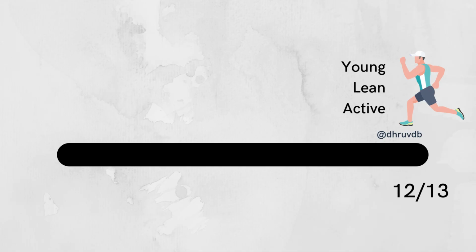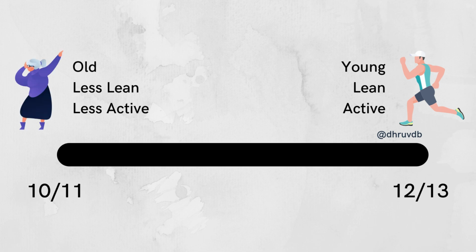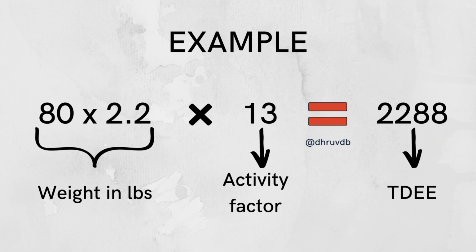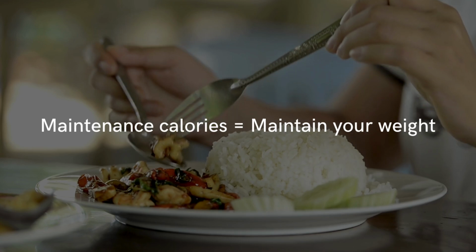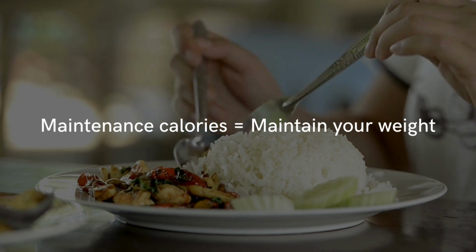If you're young, lean and active, then multiply by 12 or 13. And if you're old, less lean and less active, then multiply with 10 or 11. After multiplication, you will get your total daily energy expenditure. This TDEE is your maintenance calories, which means if you eat these many calories, you will maintain your weight.